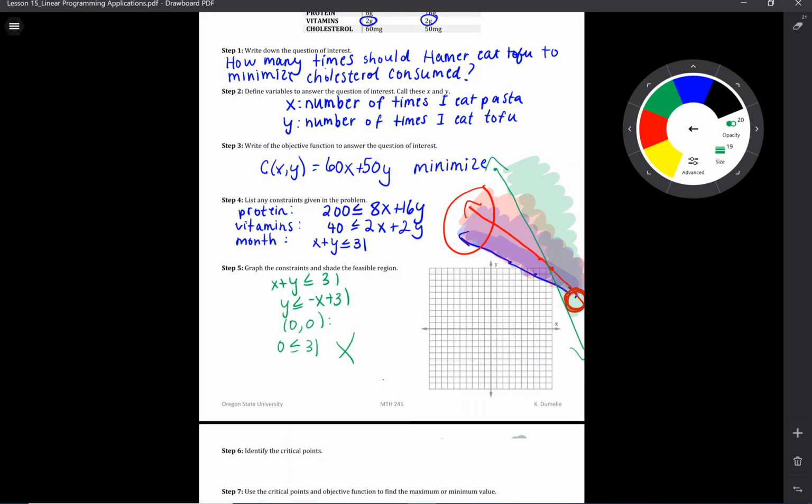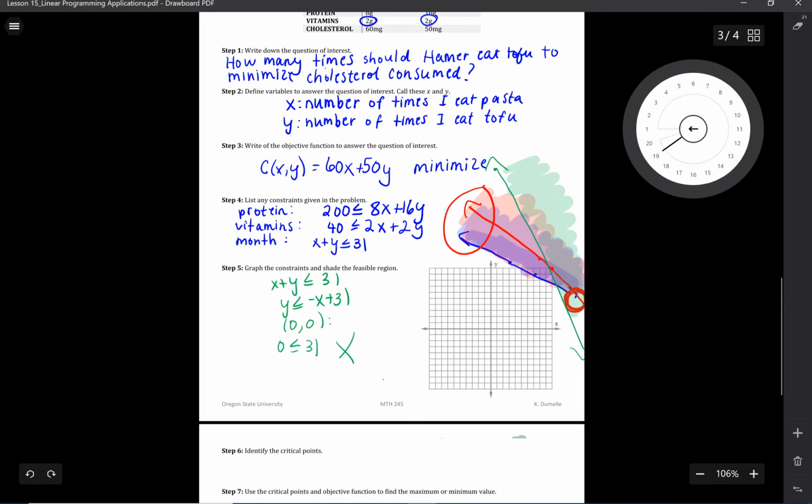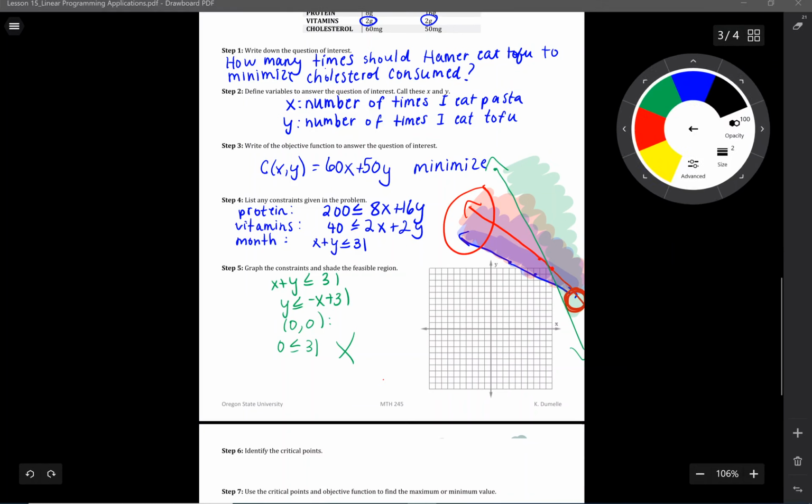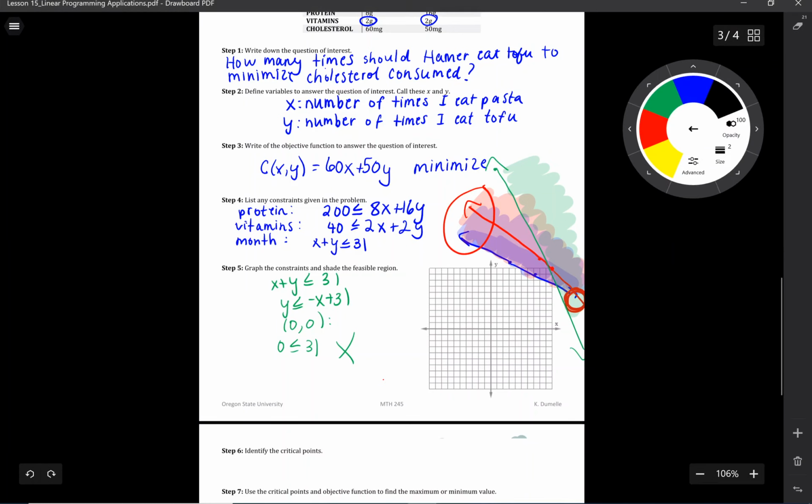So we can see that my two critical points are when my green intersects with my red, right here, and when my red and blue intersect with each other. So I need to identify my critical points.